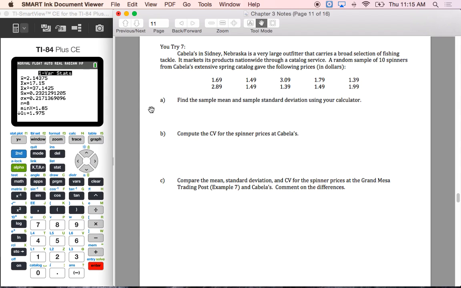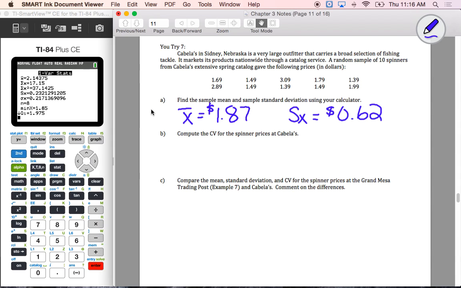Okay, so you should have something written down for your A. You typed all of those data values in. There were 10 of them. And you put them into your L1. And then you found your 1-var stats. You should have for your mean 1.87, so $1.87. For your Sx, not your sigma x, but your Sx, you should have gotten 62 cents.